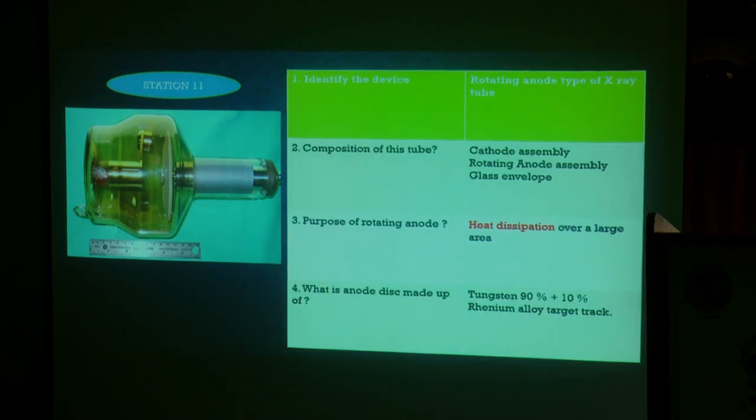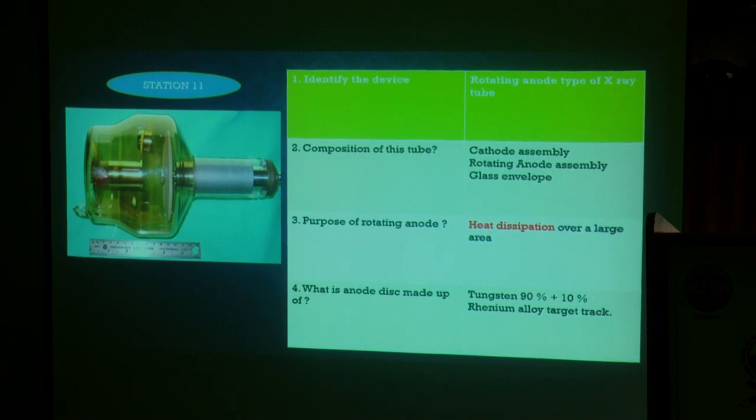The anode assembly usually has a long stem. This long stem is made up of molybdenum. Here we can see the disc on the anode side, which is made up of tungsten, the target material. So this is the rotating anode type of X-ray tube. You have to mention the full name while writing in the exam. The composition of this tube is the cathode assembly, rotating anode assembly and glass envelope. The purpose of the rotating anode is heat dissipation.